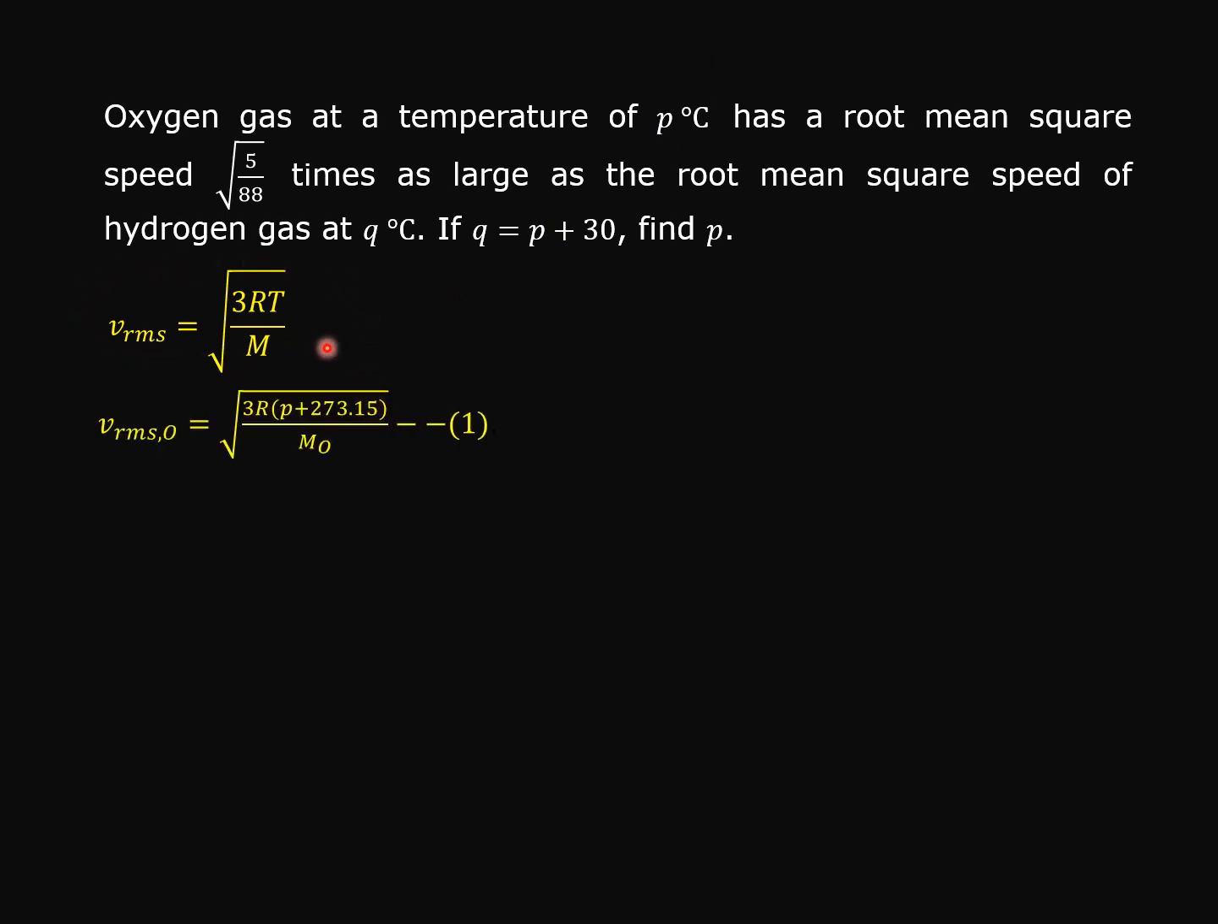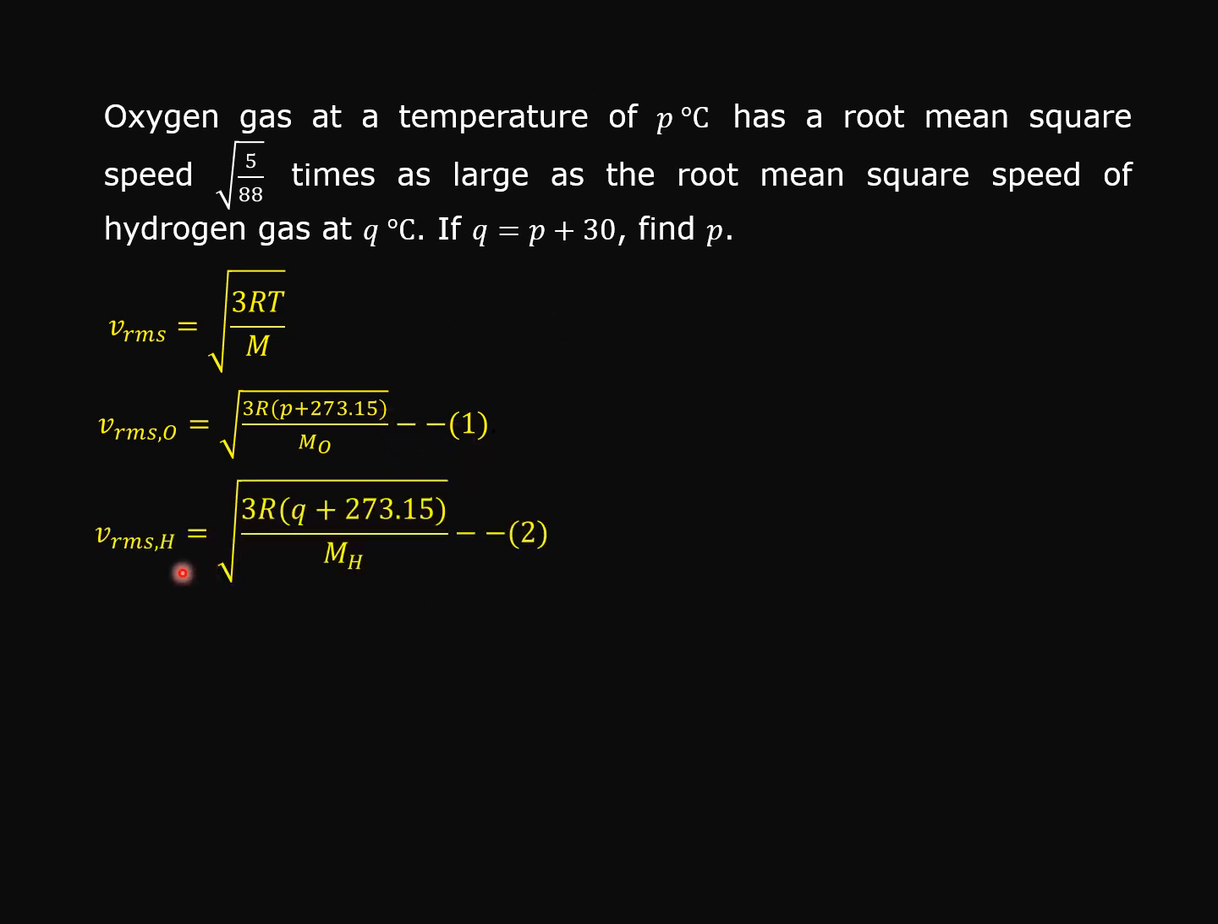Now, based on this general formula, we can write down the specific form for the VRMS of the oxygen gas. In this case, the temperature T is given in the question as P degrees C, so we have to convert this temperature into Kelvin. So it is P plus 273.15. And M here, now we add a subscript to it to refer to the molar mass of oxygen. We call this equation number 1.